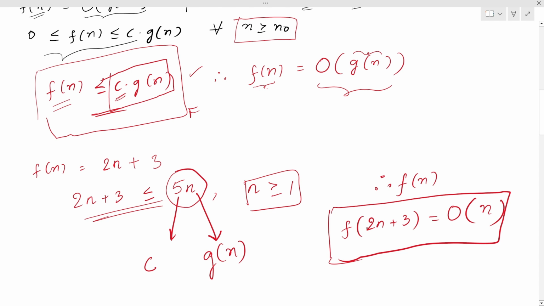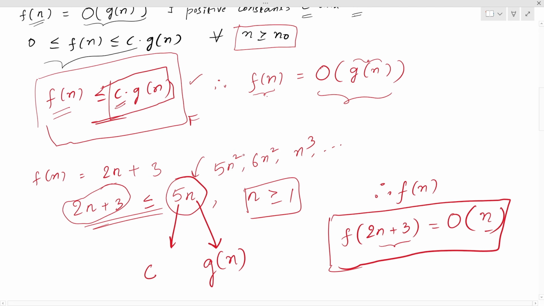So you can clearly see how we have written this 2n plus 3 in terms of n. It can be anything, right? This c into g of n, or this right side part, you can write 5n square, or 6n square, or n cube. You can write any values which are greater than this left side part, right? You might be confused, like there are many values. Tell me what are those values.